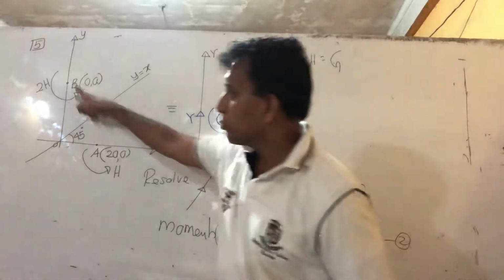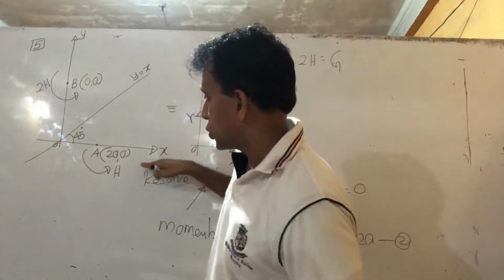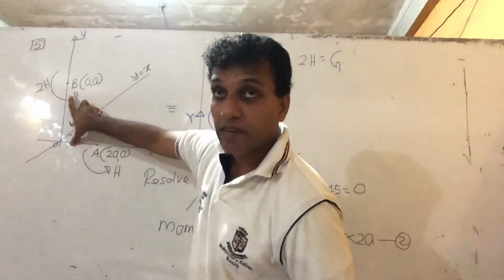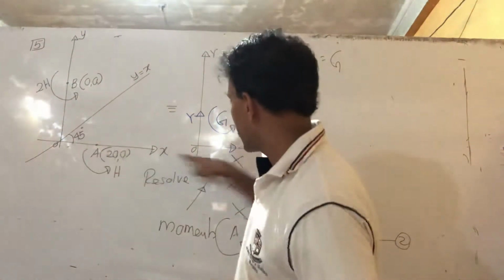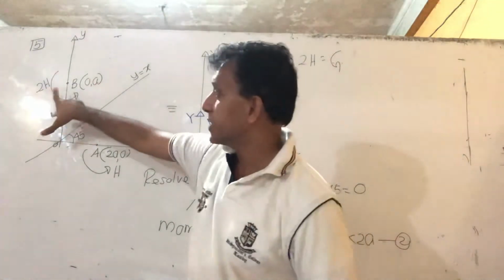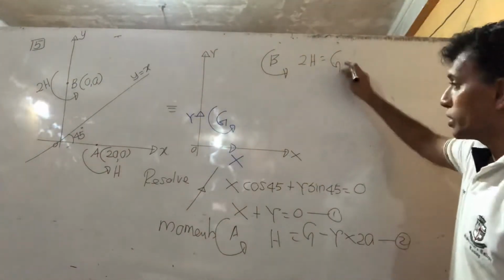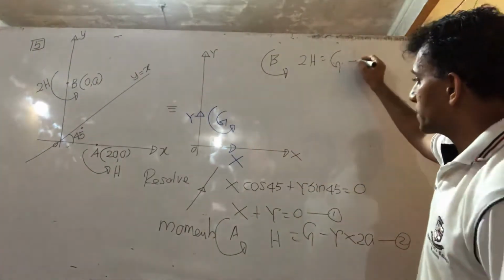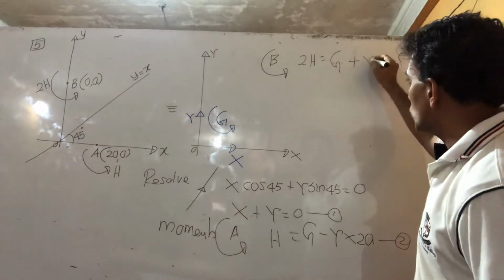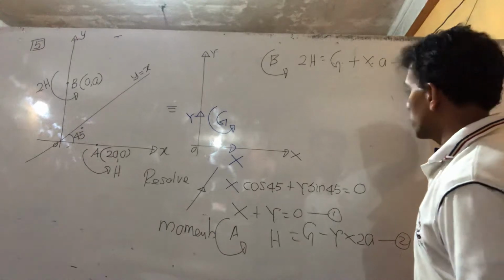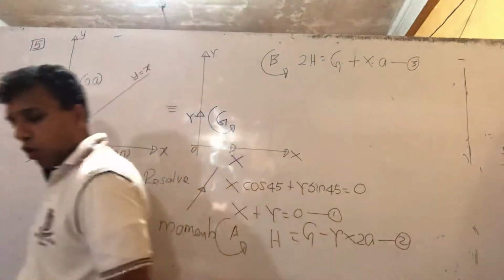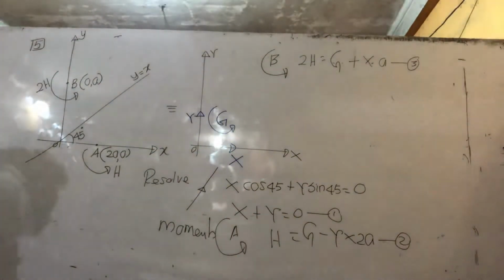And X, with distance a: force into distance is the moment. So capital X into a, the distance is a, right? The same direction, so plus X into a. Then I say this is my third equation. That's 3 unknowns and 3 equations. Solve and find the X value, the G value and the Y value.